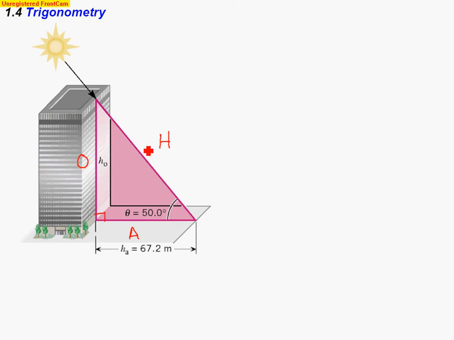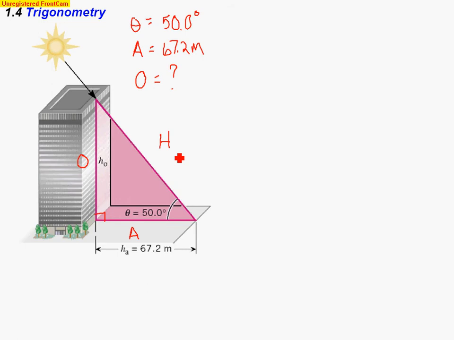Okay, so what do we know? Writing down our knowns, we know theta equals 50.0 degrees, and we know that the adjacent side equals 67.2 meters because we could measure those things. What do we want to know? We want to know what is the opposite side. How high is that, this side here? So we don't care about the hypotenuse for this problem. We don't need to know that. We don't know it, but we don't need to know it either.